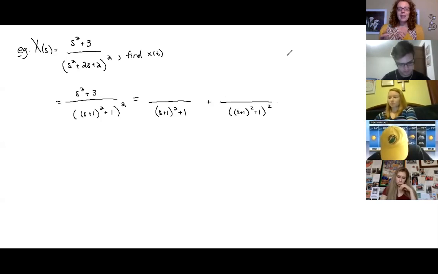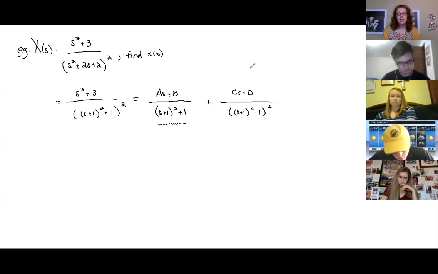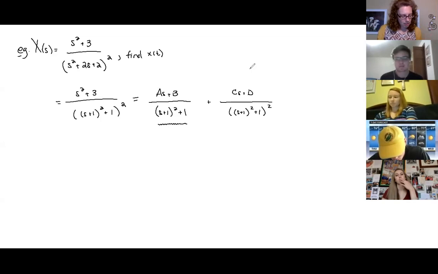The basic factor I am working with is the S plus 1 squared plus 1. That's quadratic. So the basic factor on the top is going to be AS plus B and CS plus D. Partial fractions are in my notes. You can walk through and figure out what those are.